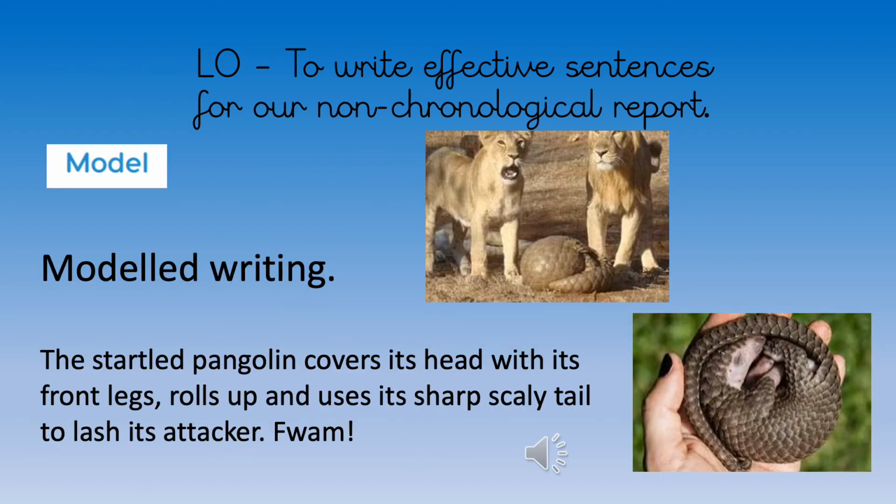So here's my piece of writing that I've created. It's our model piece of writing where you're going to get ideas and try to improve it or change it. The startled pangolin covers its head with its front legs, rolls up, and uses its sharp, scaly tail to lash its attacker. Thwam! Remember to use commas in a list, trying to use the features we've talked about previously. Add in some of those words that are in your book.